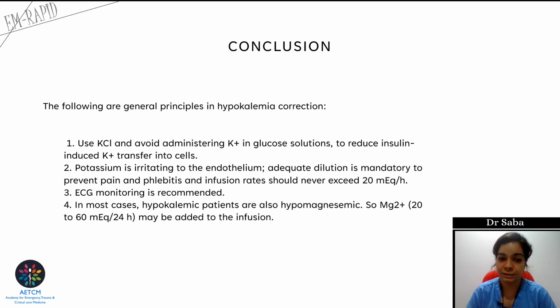But the thing with IV correction is that potassium is very irritating to the endothelium, so we adequately dilute the solution, and we avoid adding glucose solutions to it, because it will increase insulin levels in the body, causing transcellular shift. And our infusion rate should never exceed 20 milliequivalents per hour. And when we are correcting the patient through the IV route, it is essential that we monitor the patient's cardiac rhythm through ECG. And hypokalemia and hypomagnesemia are pretty much correlated. So if at all you see hypokalemia, hypomagnesemia should be suspected and also should be added to the infusion. So this concludes hypokalemia.